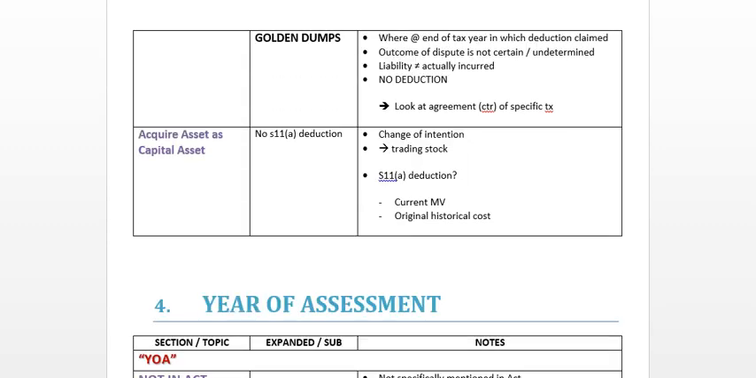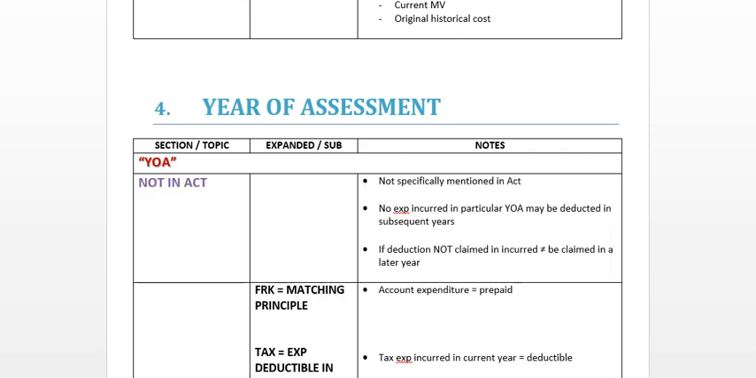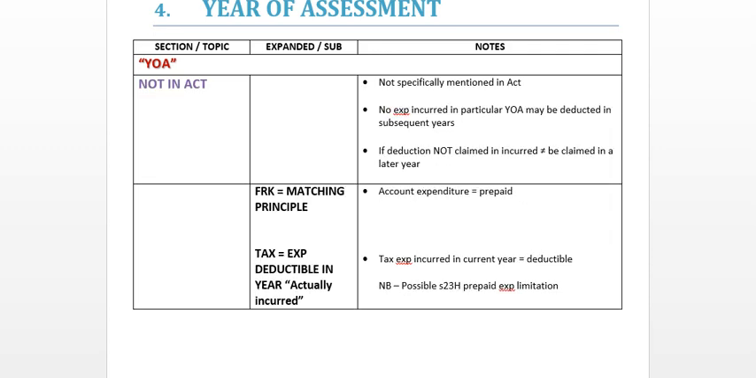Okay, acquired asset as a capital asset. So again, change of intention. If there was a change of intention, then you need to determine again the fruit or the apple, which we did in the income definition. So section 11A determines that the deduction should be the current market value or the original historical cost. Year of assessment, again, is just the current taxation or tax year.